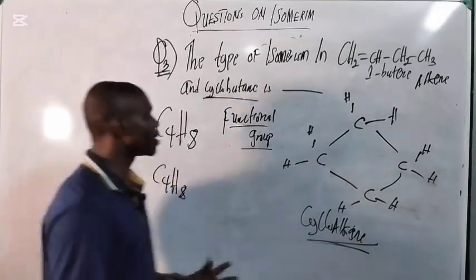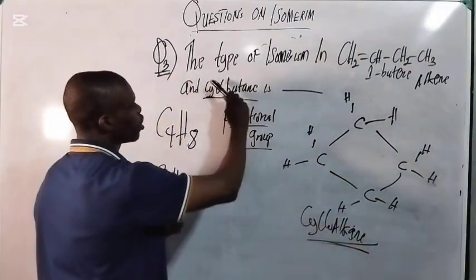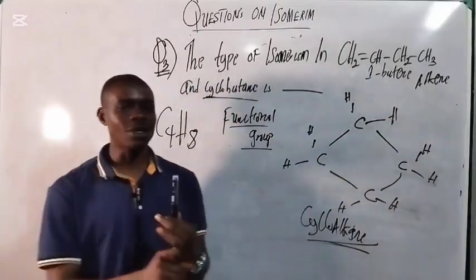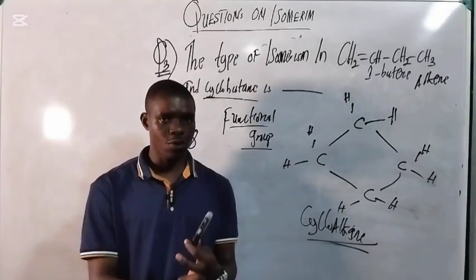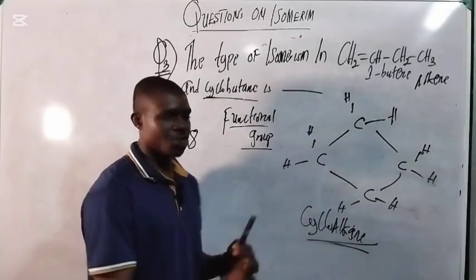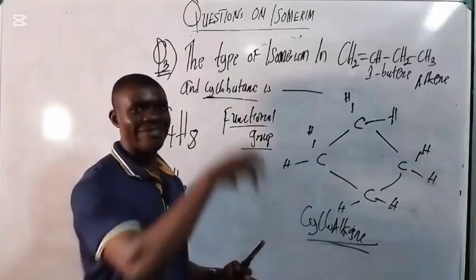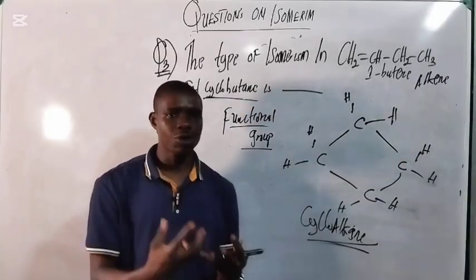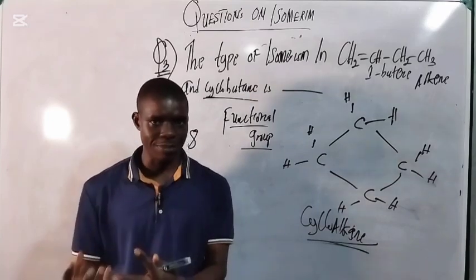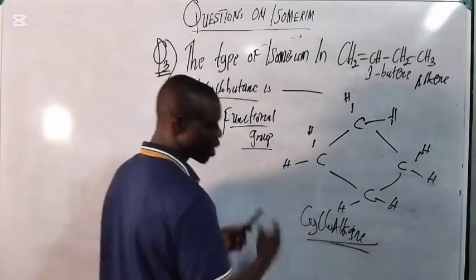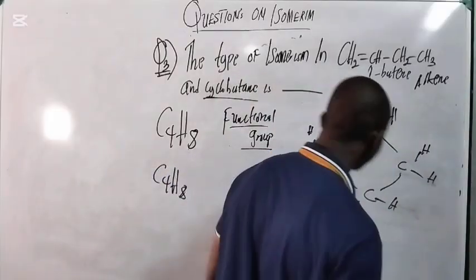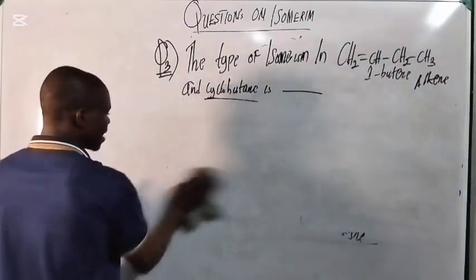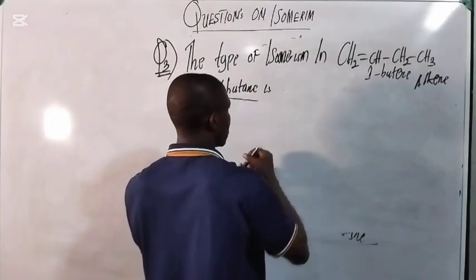Hope you understand. So when you see this kind of compound or question in the exam, what should come to your mind is that they are not both alkanes and they don't have the same functional group. So the answer is functional group isomerism. When two compounds have different functional groups, it's called functional group isomerism. Do you understand? So the answer is functional group isomerism.